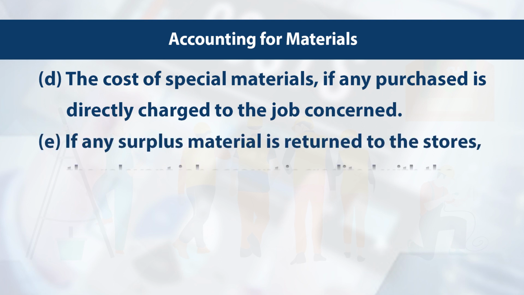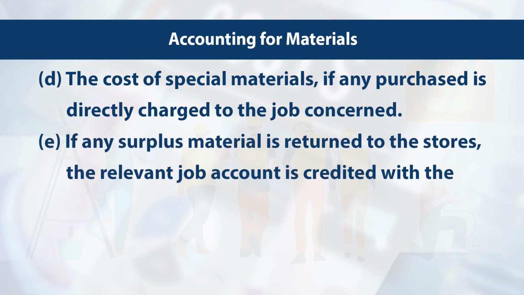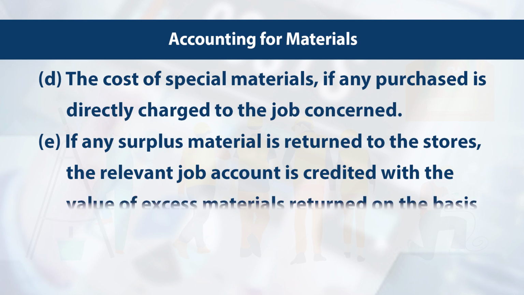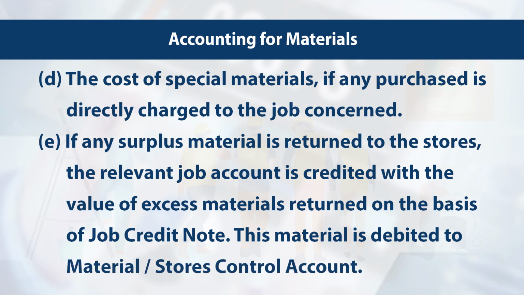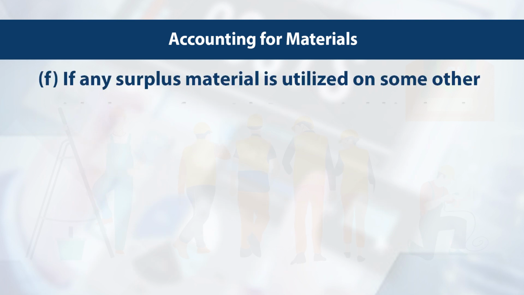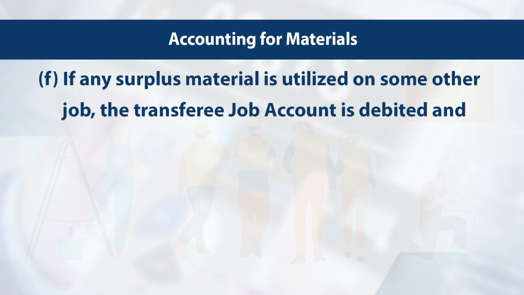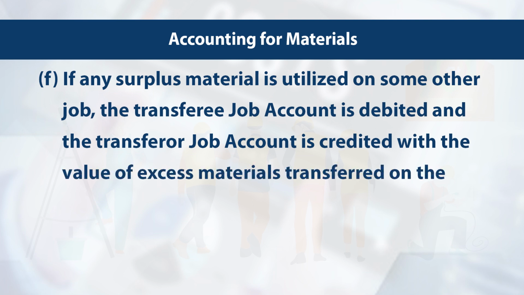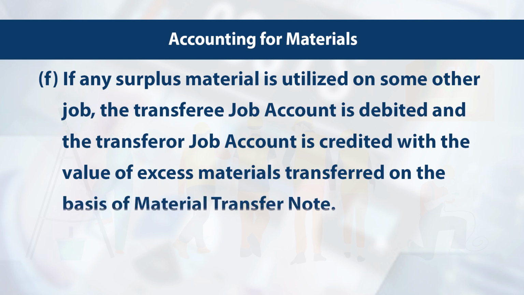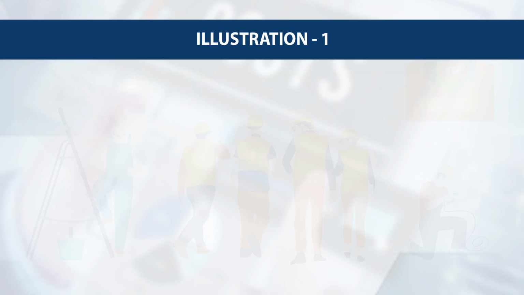Next, if any surplus material is returned to the stores, the relevant job account is credited with the value of excess materials returned on the basis of job credit note. This material is debited to materials or stores control account. Next, if any surplus material is utilized on some other job, the transferee job account is debited and the transferor job account is credited with the value of excess material transferred on the basis of material transfer note. Let's understand with the help of illustration.